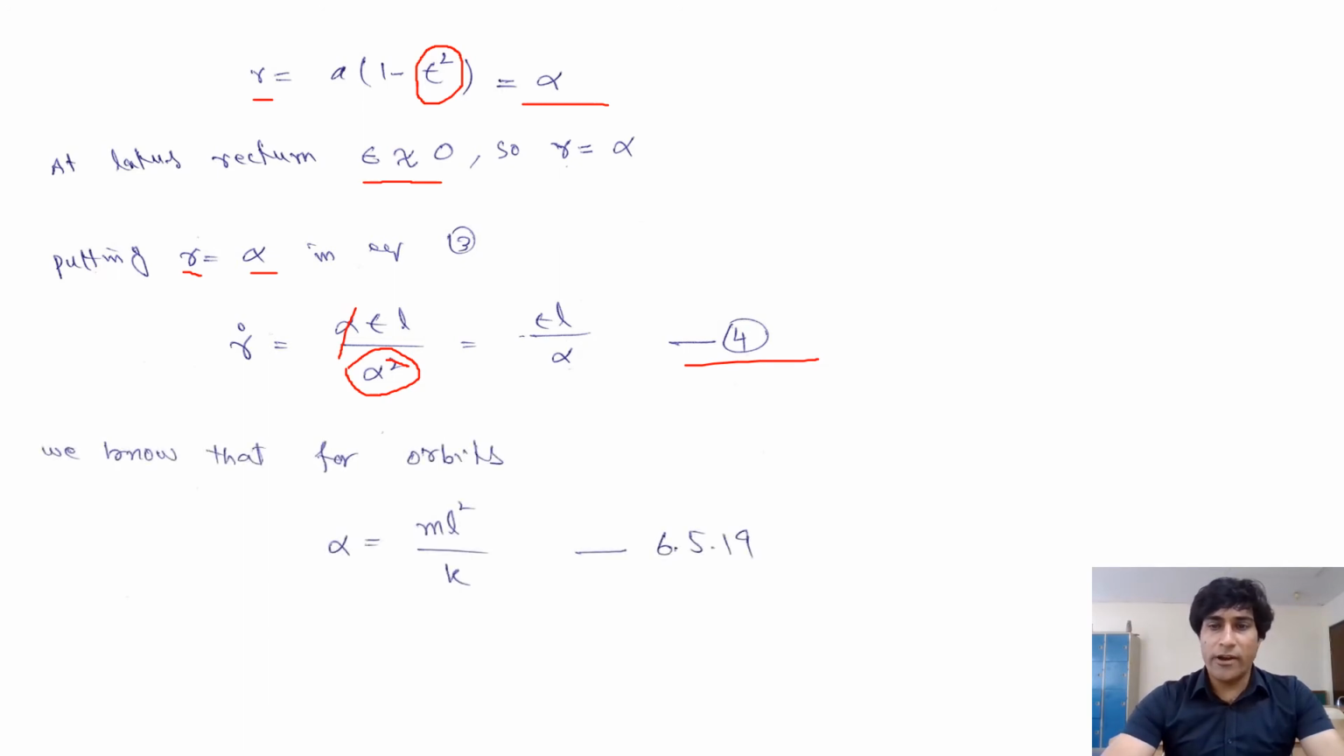We know that for orbits, because we are dealing with the problem, and because Earth is moving around the sun in a specific orbit. In your book, it is mentioned that alpha is equal to m l square over k. The equation number is 6.5.19 in your book. We need the value of L, the angular momentum. From this relation we get L equal to square root of k alpha divided by m.